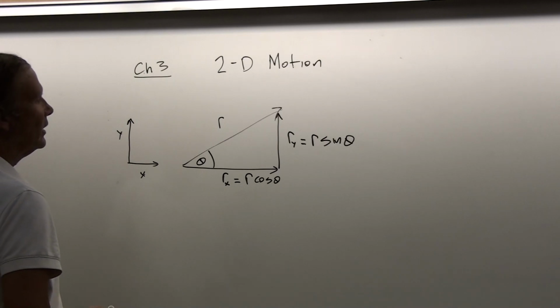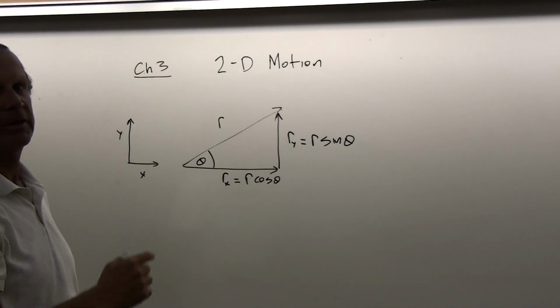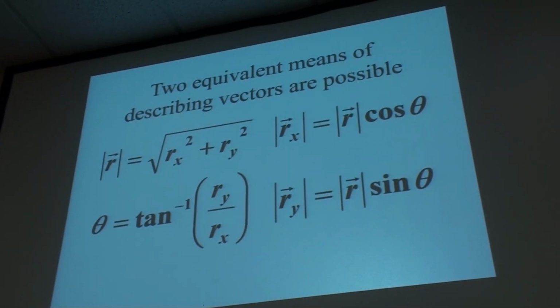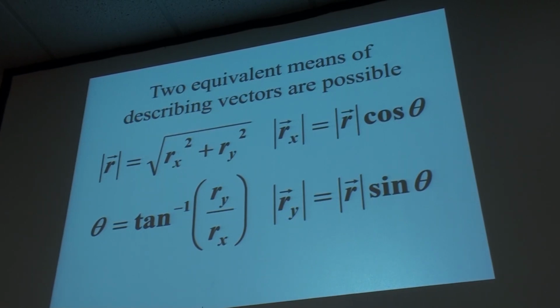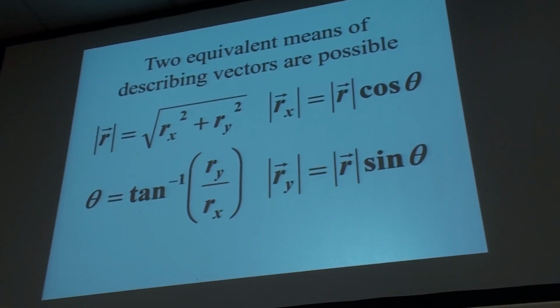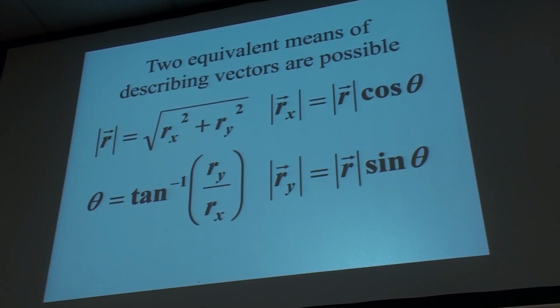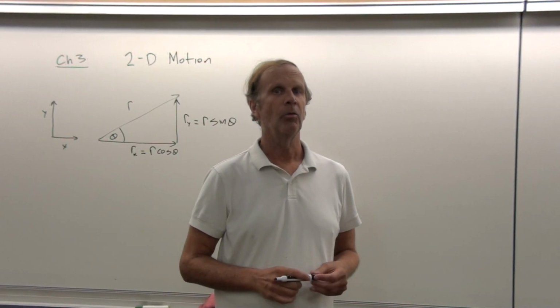And then you can also get the magnitude of r. We can just flip up here to the upper screen, and we see that the r magnitude is just the square root of rx squared plus ry squared. And theta, the tangent of theta, is ry over rx. So theta is the inverse tangent of ry over rx. Just a little bit of a review. We already had covered that in chapter 1.